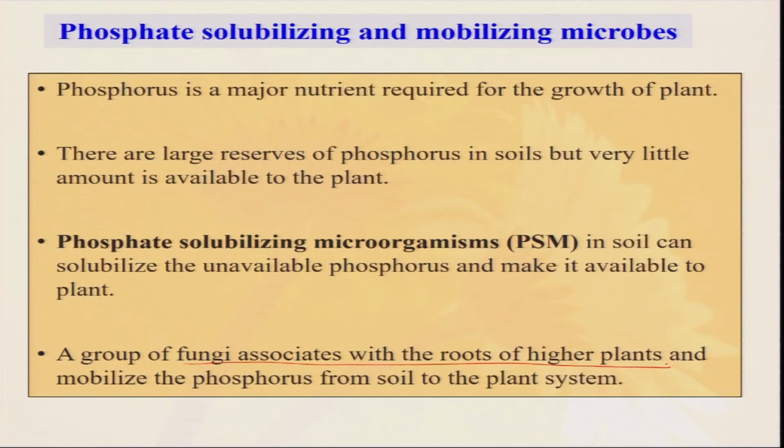A group of fungi associate with the roots of higher plants, and they can also help the mobilization of phosphorus. First is the solubilizing, so that whatever is not available to the plant roots can come to an easily available form. And second is the mobilization. The phosphorus is present some distance from the root, and these microbes help this phosphorus come near the root, so that the plant can absorb it.